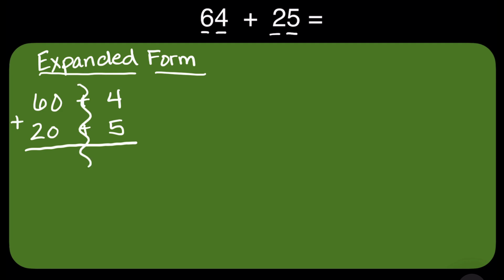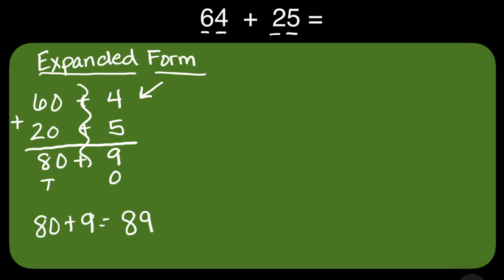I'm going to write an addition sign because I want to remember that we're adding. And let's break this into a tens column and a ones column. We always start in the ones place. So 4 plus 5 equals 9, and 60 plus 20 equals 80. At the end, we're going to add 80 and 9 together. And what does 80 plus 9 equal? Yeah, it equals 89. Good job.